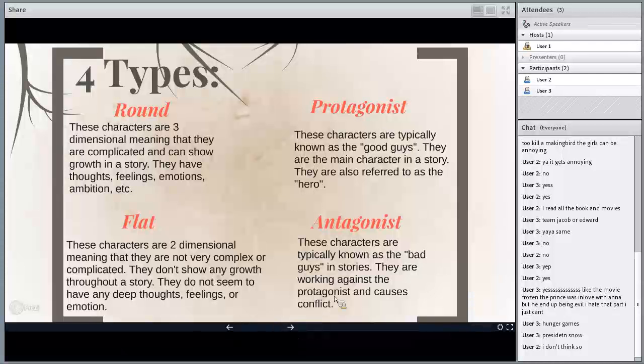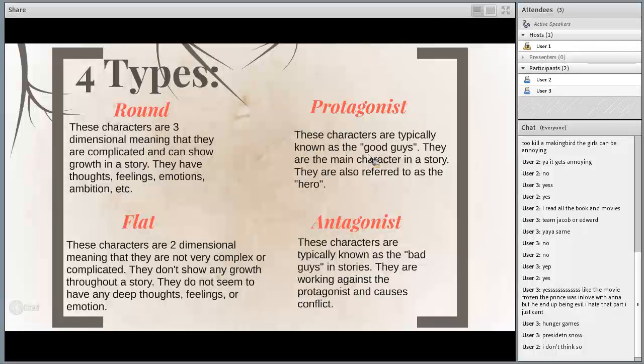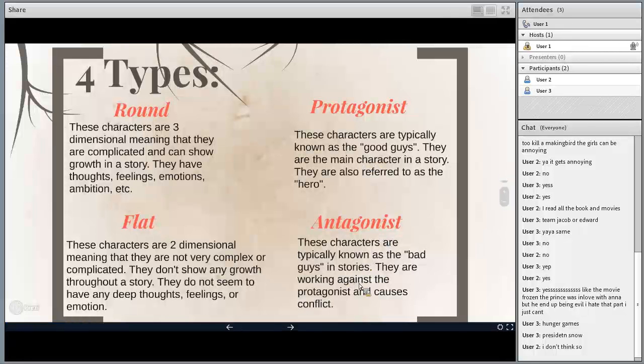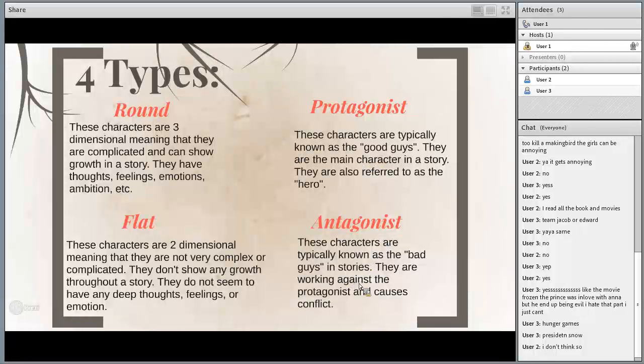So don't get confused with the protagonist and antagonist. 90% of the time, the protagonist is a good guy, but they can be the bad guy. And same goes with the antagonist. 90% of the time, the antagonist is the bad guy, but they could also be a good guy. So if there was a movie about only the Joker, then the superheroes would be the antagonists because they're causing problems for the Joker if he was the main character.